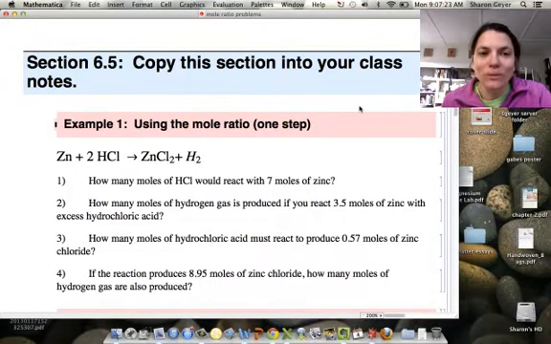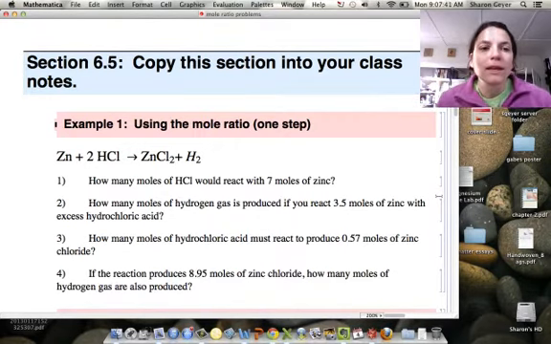This is the first installment of the mole ratio videos. What I'm going to teach you in this video is how to solve a one-step mole ratio problem. We're going to use this worksheet for examples. Okay, so where do we start? We'll always start with a balanced equation.